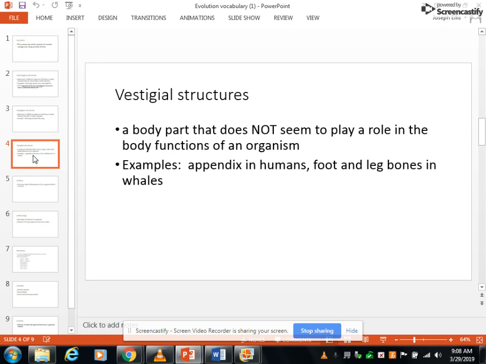What a lot of scientists think is that the appendix is similar to a bird's gizzard. I love eating some fried chicken gizzards. That's one of my favorite things to eat. Now, you know what gizzards are for in a bird? Anybody know? Well, I guess y'all probably don't know.